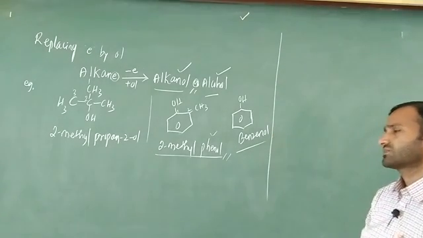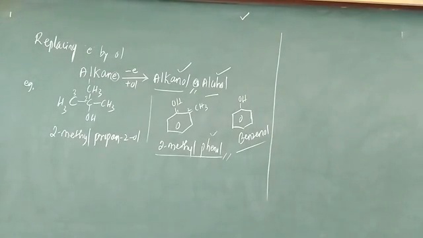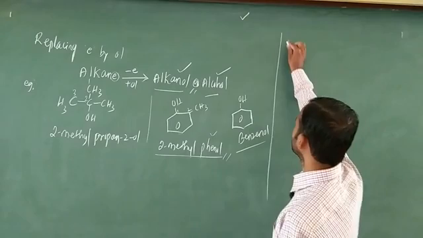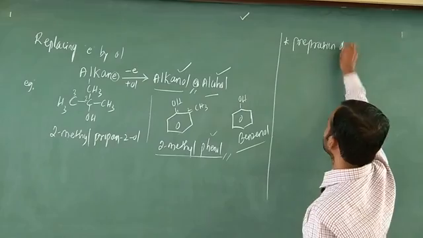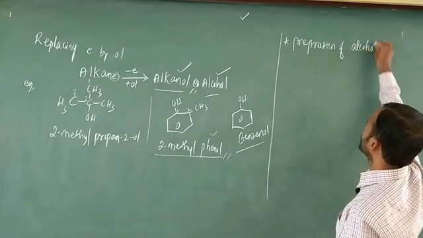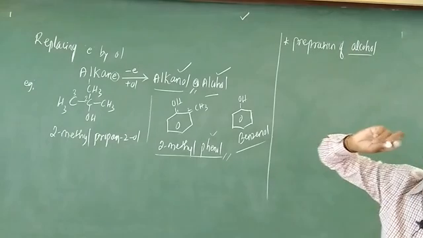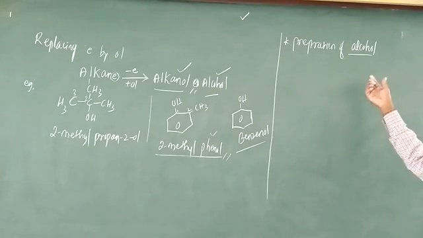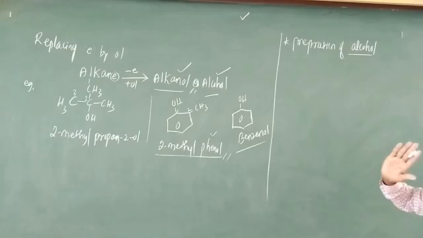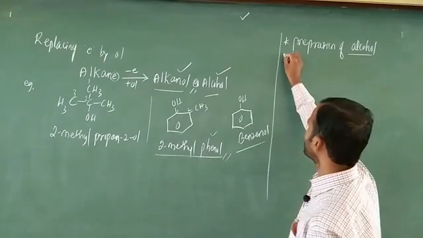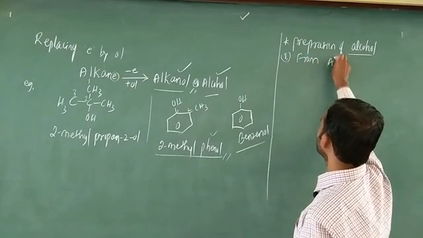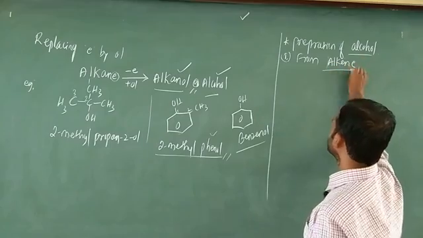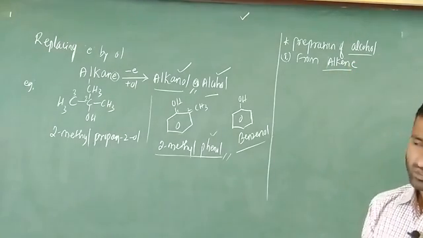Okay, the next important point in this case is one reaction, that is the preparation of alcohol. The main heading is preparation of alcohol. Most important, bear in mind, students, our heading is preparation of alcohol. Our aim is to prepare alcohol. Next one is, with the help of, from alkene, which means indirectly the alkene is converted into alcohol. Okay, this is the theme.